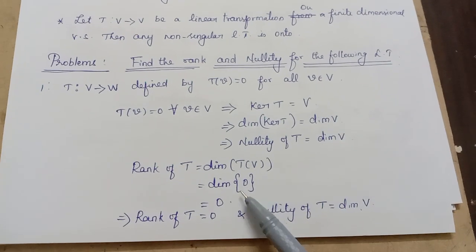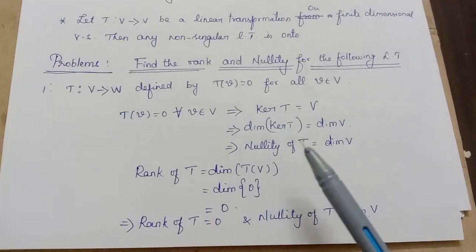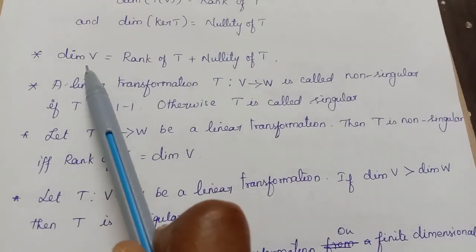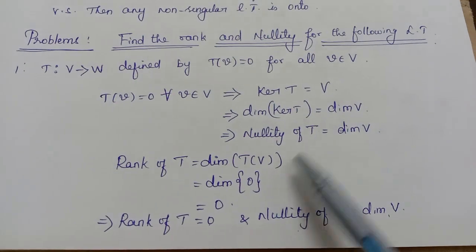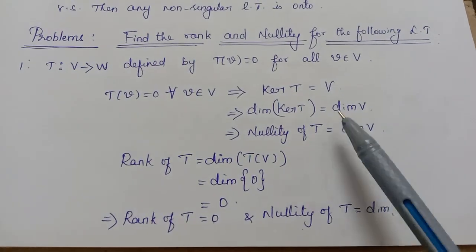But it is not necessary. Because if you find any one of the values, from that itself you can write the remaining value. Because what is the relation we have? Dimension of V equals rank plus nullity. Isn't it? So, it is enough to only find either rank or nullity. Whichever you feel easy for calculation, you can follow any one of them.